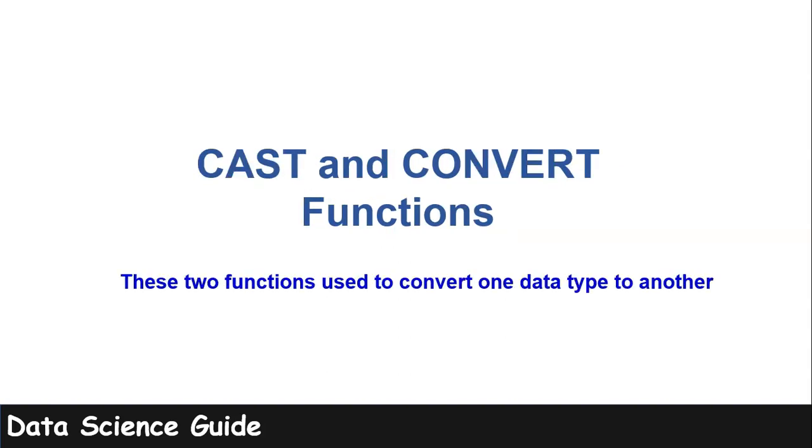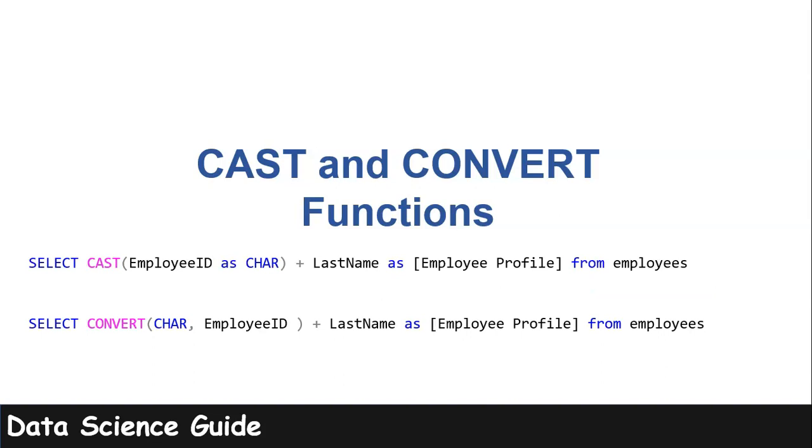Cast and convert are two of the functions used to convert one data type to another. These two functions are used in Microsoft SQL Server to change a certain data type to another for concatenation purposes, when we want to combine the results of two columns and the data types of these two columns are different. For example, if we want to combine the values of employee ID with the values of last name, we need to make them the same data type.